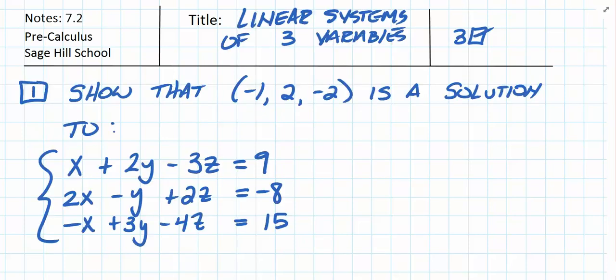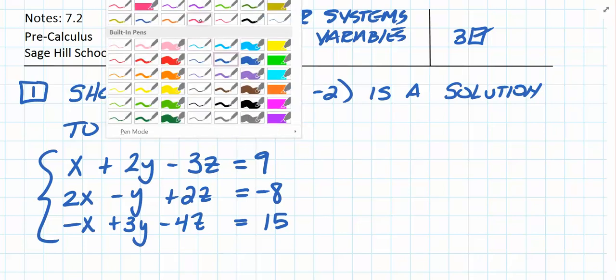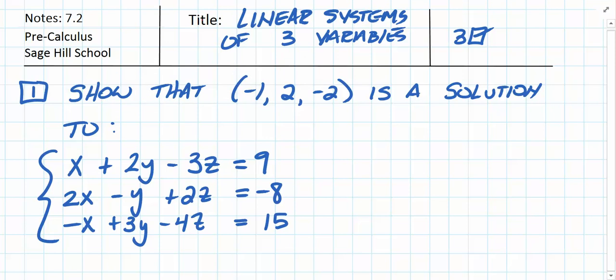Okay, ladies and gentlemen, what we're doing now is we're solving a linear system of 3 variables. So this just builds upon solving a linear system of 2 variables. And the very first thing that we did when solving a system of 2 variables was to see if a given ordered pair was a solution to the system. Well, in this particular case, in solving a system of 3 variables, we don't have an ordered pair. We have what's known as an ordered triple.